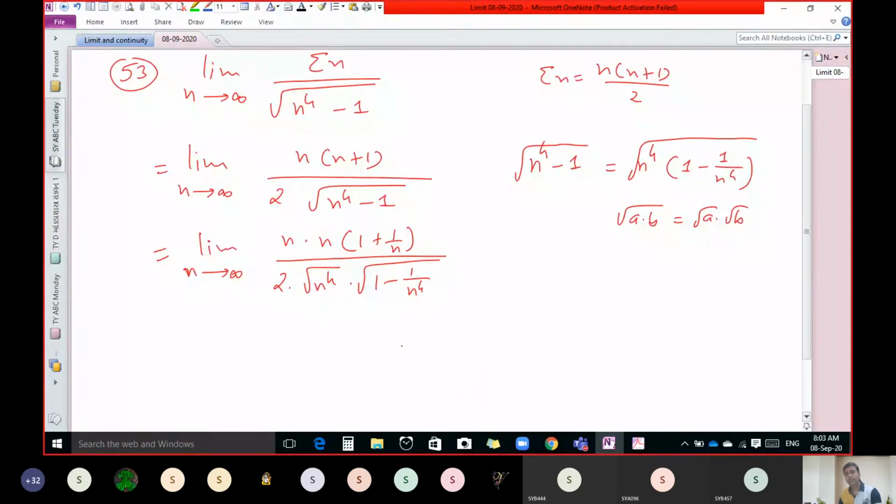Once again, see, if it is n raised to 4 minus 1 and we take n raised to 4 outside, we get 1 minus 1 upon n raised to 4, and because of the root sign, we have to keep that root sign as it is. Now you can use the rule root of a into b. This is a and this second bracket is b. So root a into b is root a into root b. So you can write root n raised to 4 into root 1 minus 1 upon n raised to 4. Any problem up to this? Any doubt up to this?